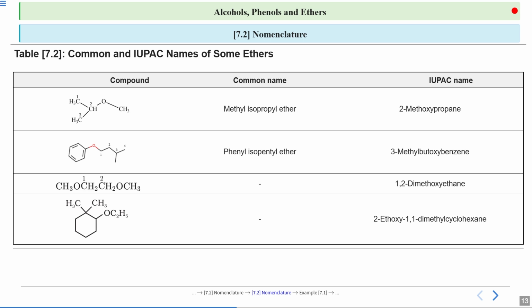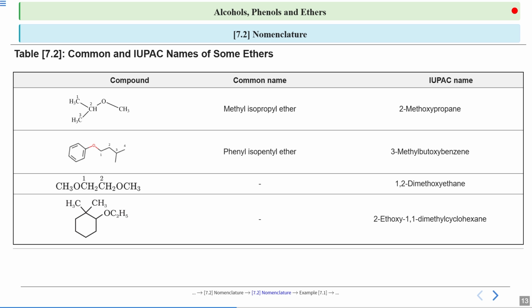For the IUPAC name, numbering is done because you have this isopentyl, where at the third position we have a methyl group as a substituent, and at the first position we have benzene and oxygen. So the IUPAC name will be 3-methylbutoxybenzene, because benzene containing more carbon will be treated as the parent chain. So 3-methylbutoxy and then benzene.